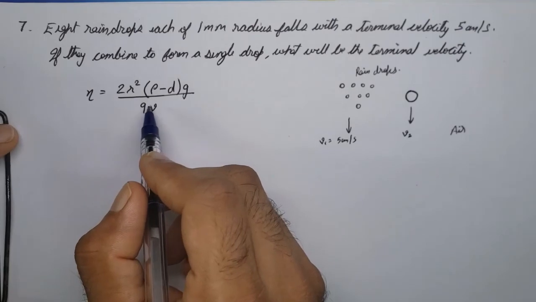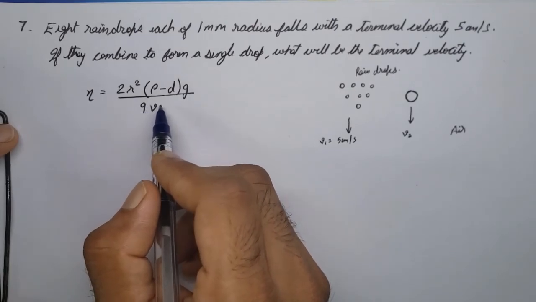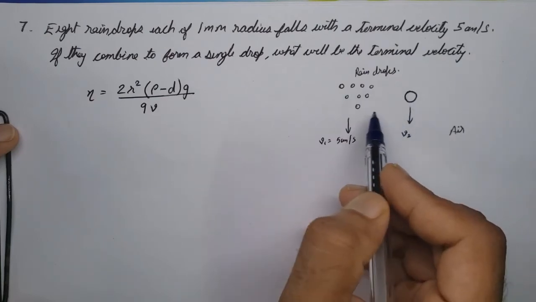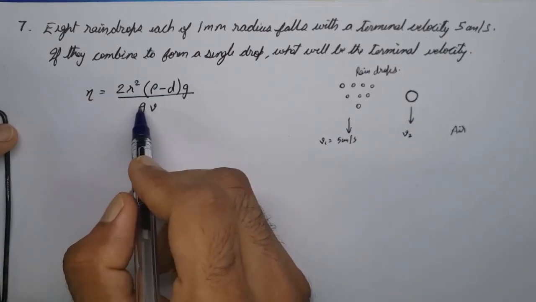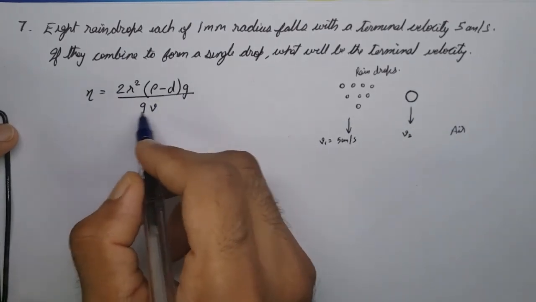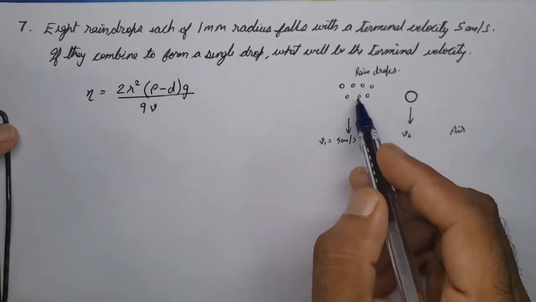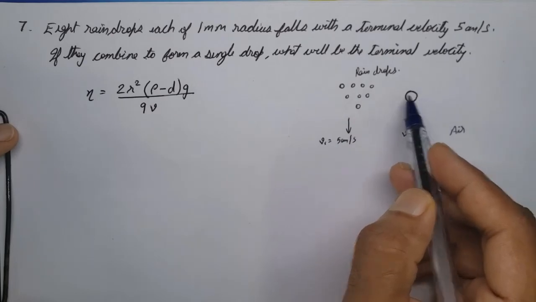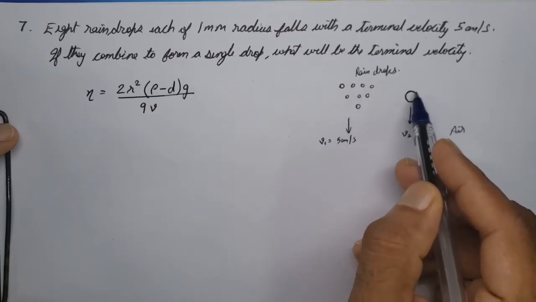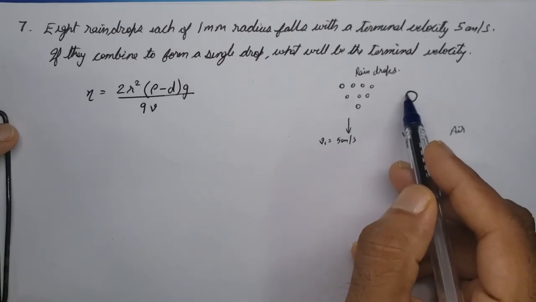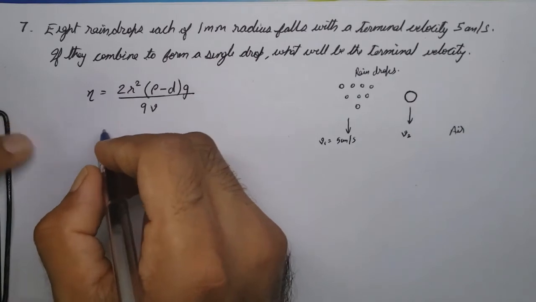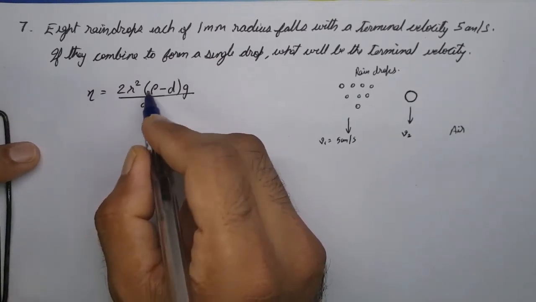ഇവിടെ നമുക്ക് 8 വെള്ളത്തിൻ്റെ തുള്ളികൾ കമ്പൈൻ ചെയ്തിട്ട് ഒരു തുള്ളിയായിട്ട് താഴത്തേക്ക് പതിക്കുന്നു എന്ന് പറഞ്ഞു. So what we need to find out is the terminal velocity of this bigger drop. ചെറിയ ഡ്രോപ്പ് കമ്പൈൻ ചെയ്ത് ഒരു വലിയ ഡ്രോപ്പ് ആകുമ്പോൾ ഇതിൻ്റെ റേഡിയസ് കൂടുന്നുണ്ടല്ലോ. അത്രയും വോളിയമുള്ള ഒരു സ്പിയർ അല്ലെങ്കിൽ ഒരു റെയിൻ ഡ്രോപ്പാണ് ഫോം ചെയ്യുന്നത്. So what we should find is the relation between velocity and radius.